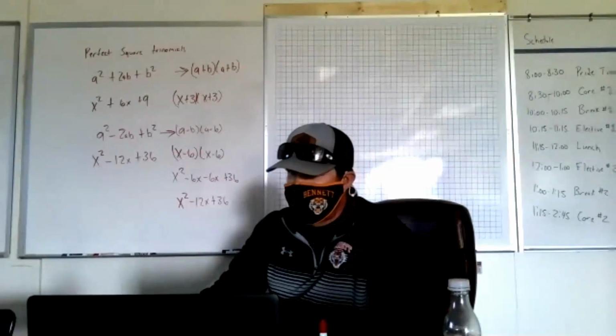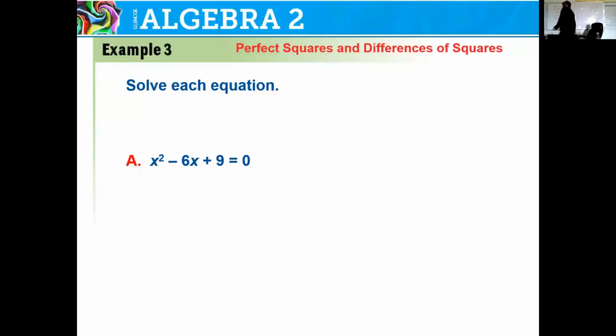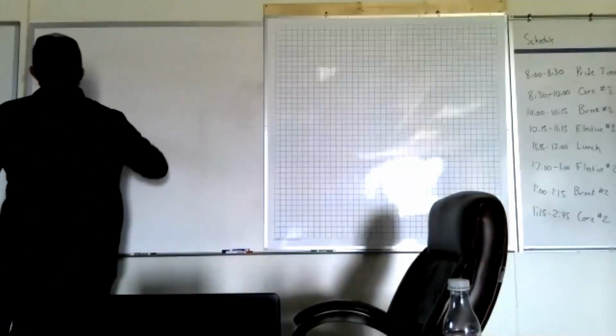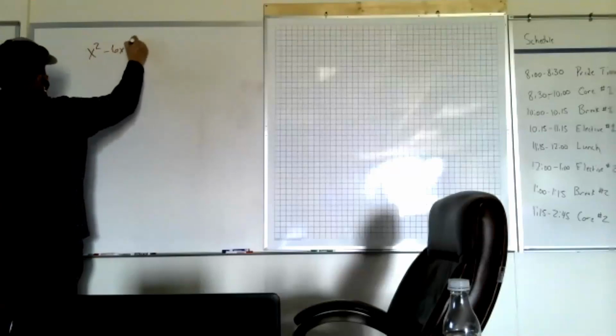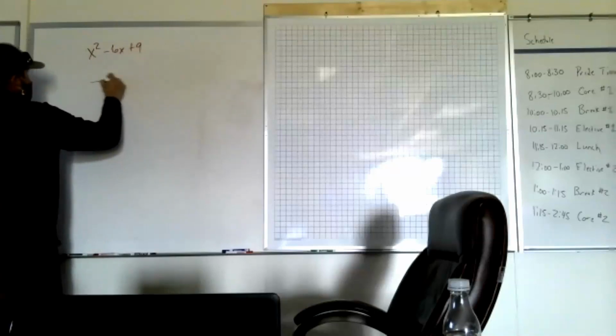All right, so our first one says solve each equation. And you can see this fits our perfect square trinomials. Okay, it'll fit that bottom one. Off the top of my head, I know that this answer is x minus 3, x minus 3. That's just because I'm familiar with them. I have a lot of practice with them, right? But the way we can factor this without knowing that it's a perfect square trinomial is to use the box method. So x squared minus 6x plus 9. And we draw a box.